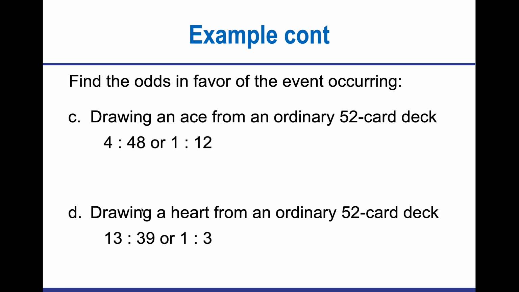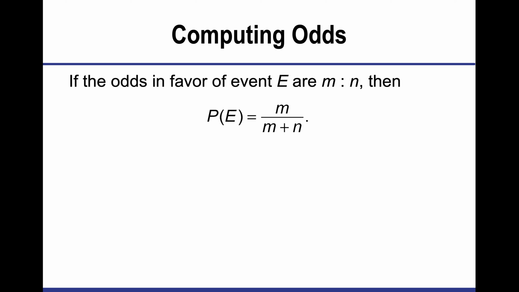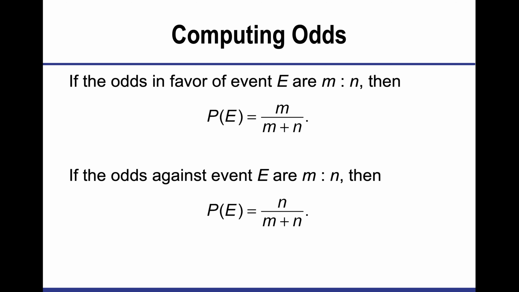Drawing a heart from the card deck, there are 13 hearts, so that's my favorable outcome. Then not getting a heart would be 52 minus that 13, which would be 39, which reduces to 1 over 3. When we're reducing those odds, it's the same thing as reducing a fraction. So you're going to reduce it the same way you would reduce 13 divided by 39. So if I want to actually start computing odds, then I can start looking at this formula.